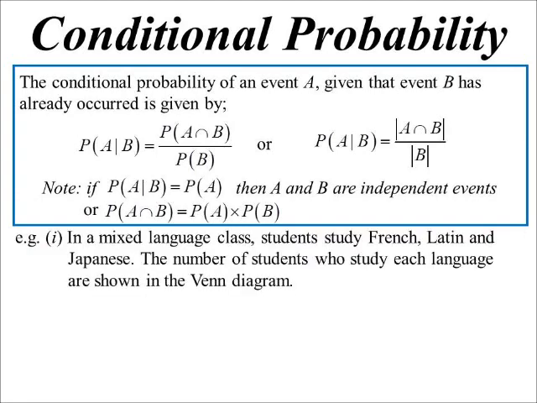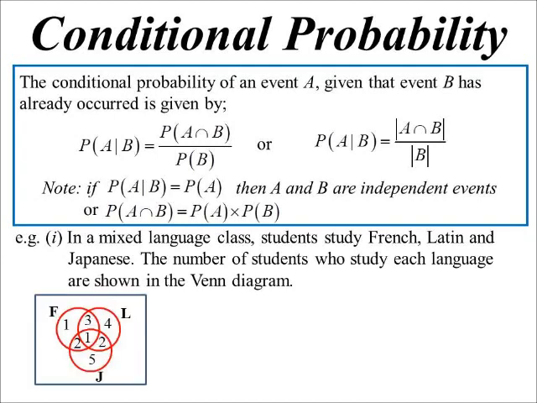So here we go, let's do an example. We've got a mixture of people in class that study different languages: French, Latin and Japanese. Let's go back to year 7. That's what we did, wasn't it? French, Latin, Japanese. And they've given us that information using a Venn diagram there.